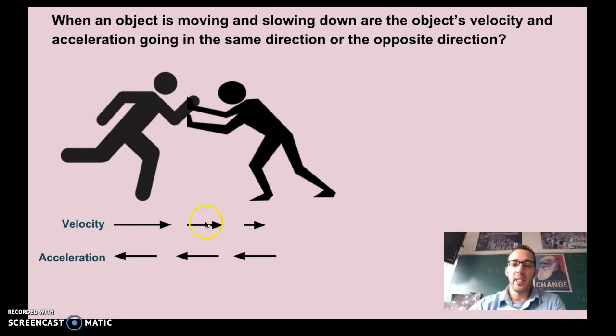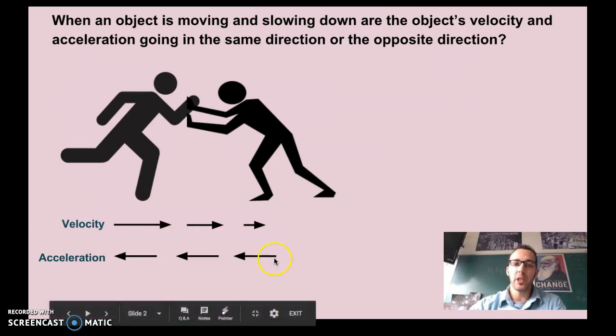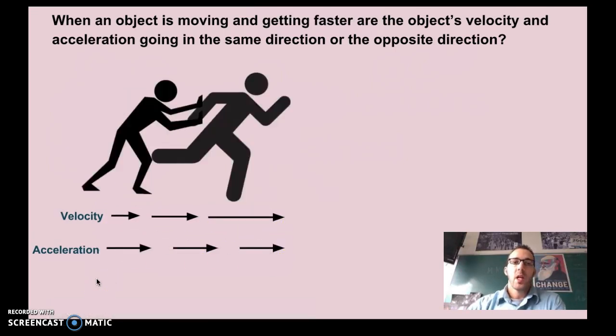So their velocity is moving to the right, but to get it to go smaller, smaller, smaller, I have to push to the left, accelerating them in the opposite direction. So when you want to slow down, your velocity will be one way, but your acceleration will be in the other direction. But if I want them to go faster, does that mean the velocity and acceleration are going to be in the same direction or opposite direction?